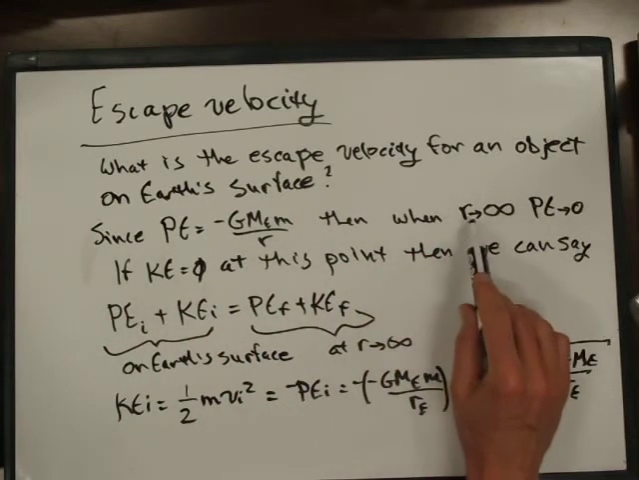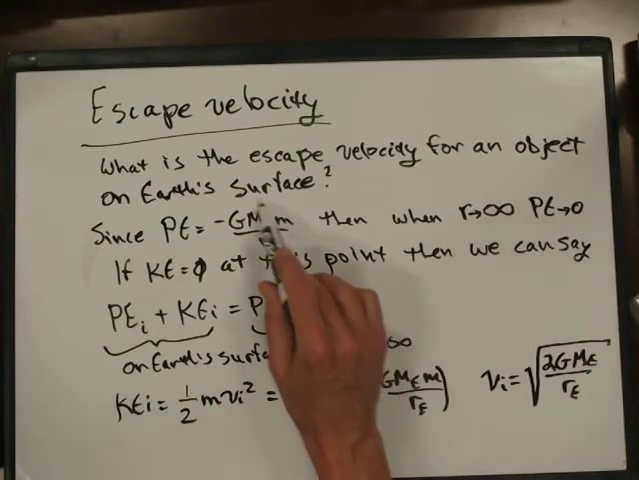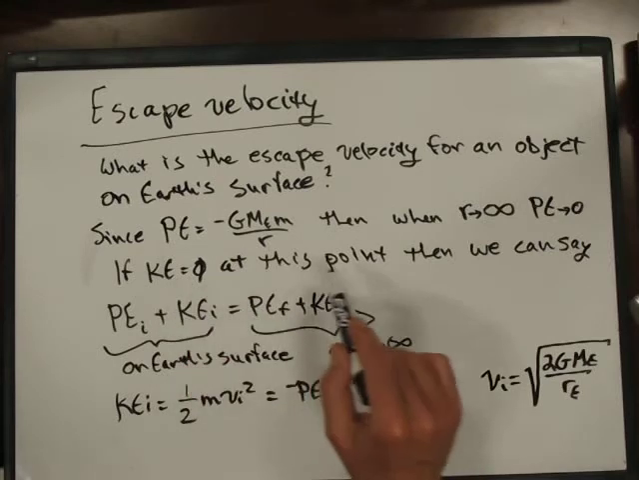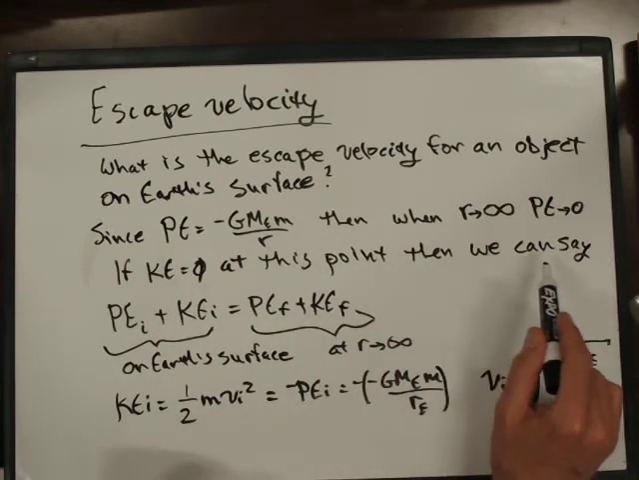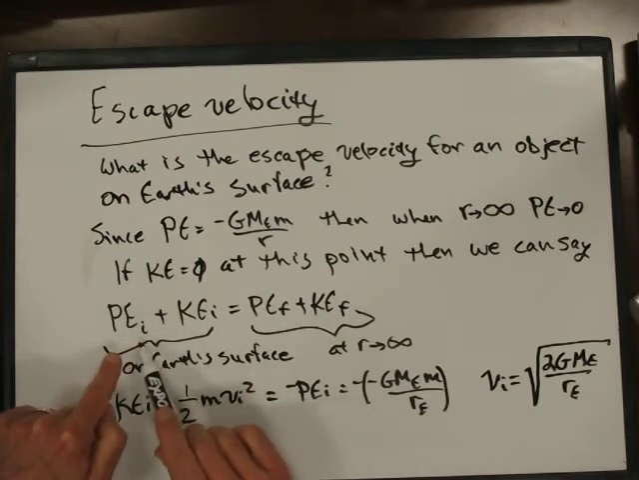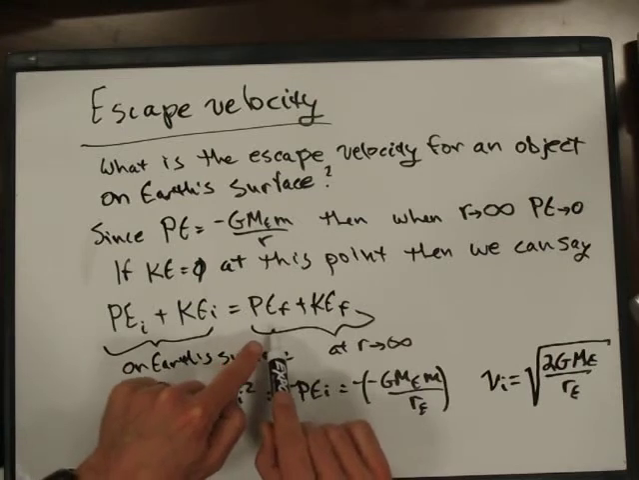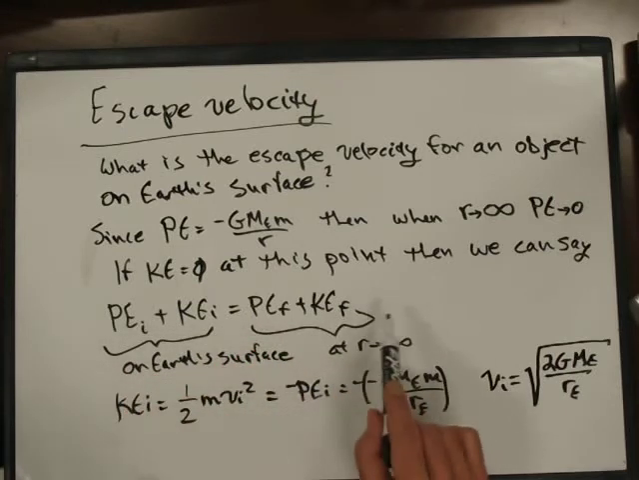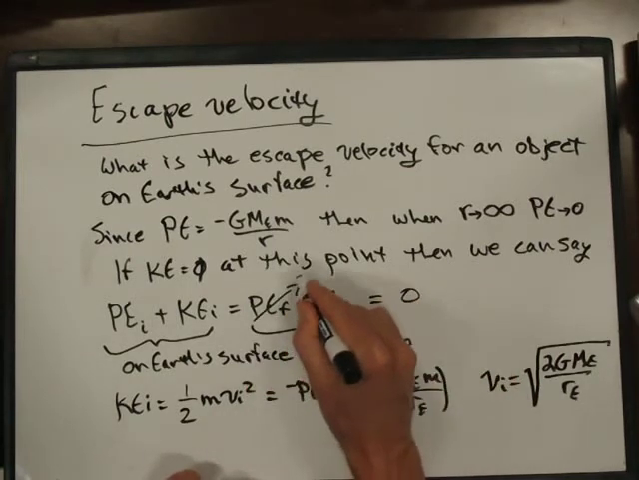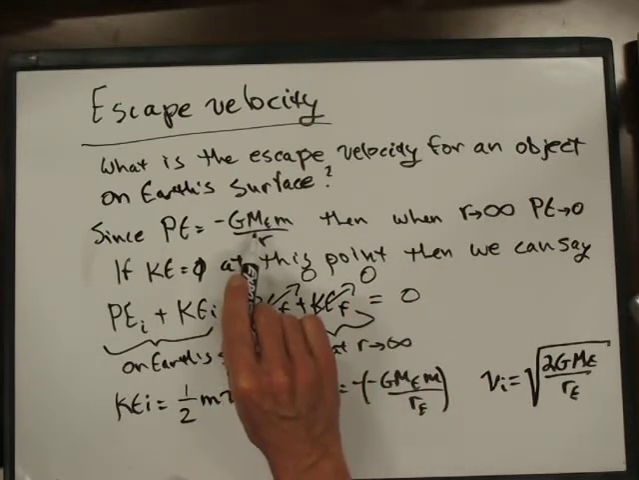And we know that when r goes to infinity, the potential energy goes to 0, right? As this r gets very large, the potential energy becomes 0. If the kinetic energy is 0 at this point, as we just said, then we can use conservation of mechanical energy, that says the potential energy plus the kinetic energy on the Earth's surface is equal to the potential energy plus the kinetic energy at infinity. Well, these two are both 0, right? That one's 0, and that one's 0 at infinity. The potential energy is 0 because of this formula.